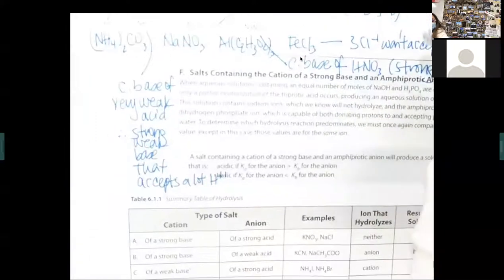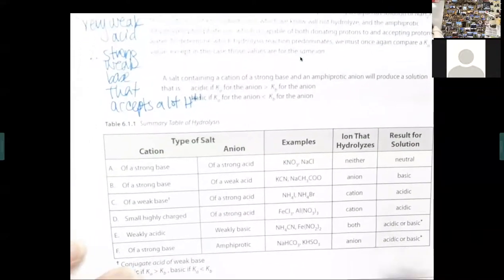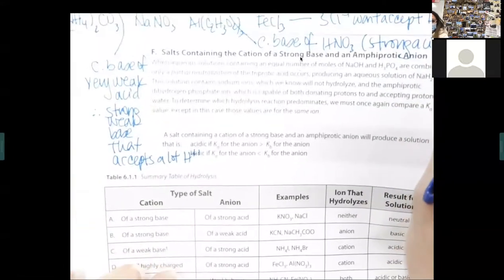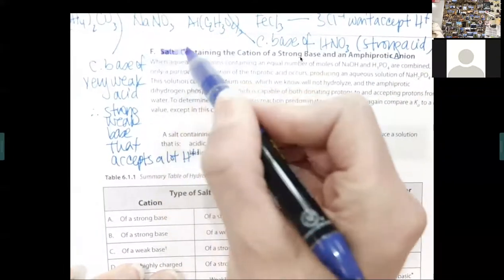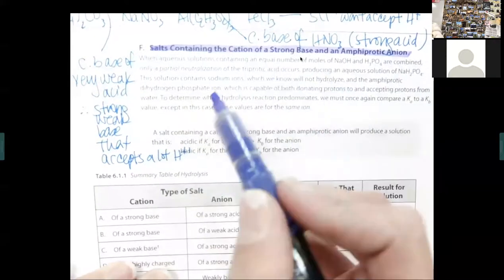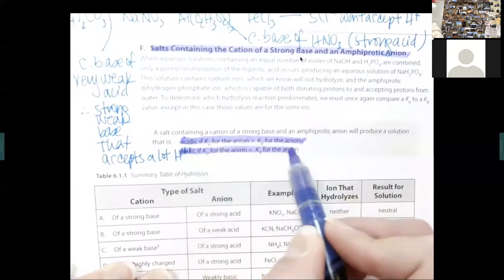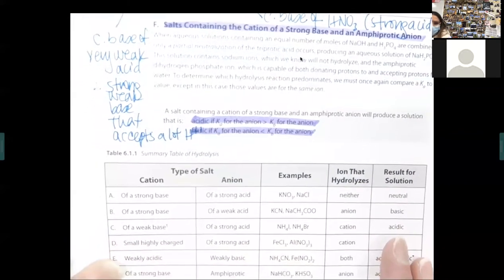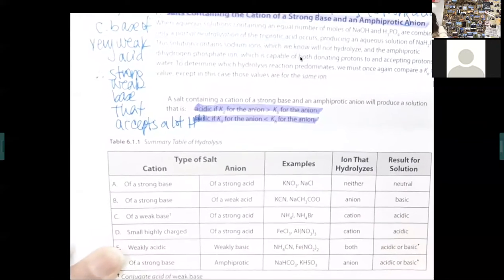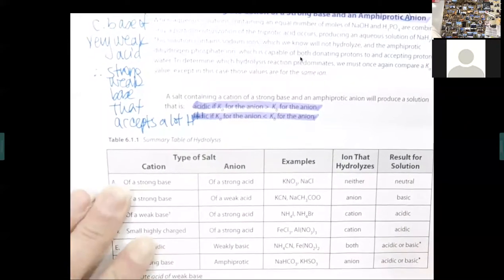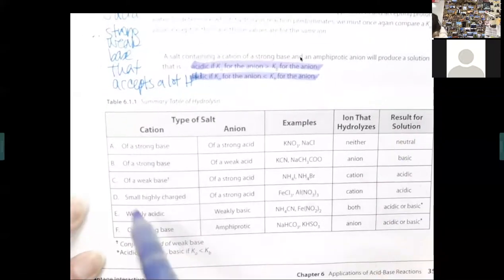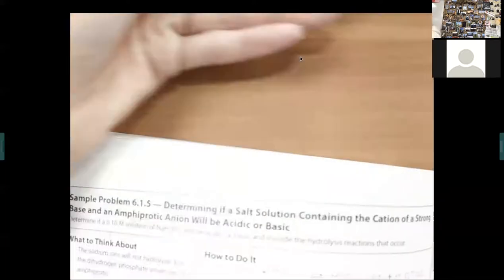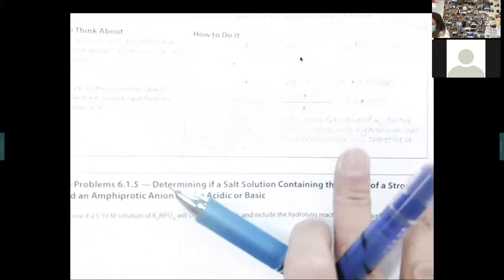Now, down here, when they talk about salts containing the cation of a strong base and an amphiprotic anion, these are the rules governing the solutions. They're acidic if the Ka for the anion is greater than Kb for the anion, and they're basic if the Ka for the anion is less than the Kb for the anion. They've given a summary of everything discussed here in this table. If you turn to the next page, let's take a look at some practice problems here.